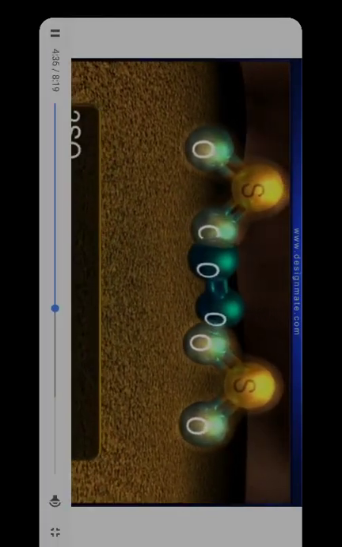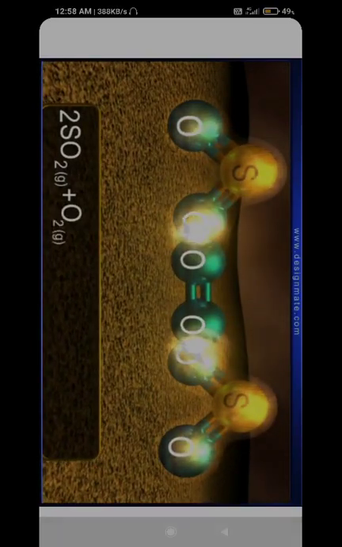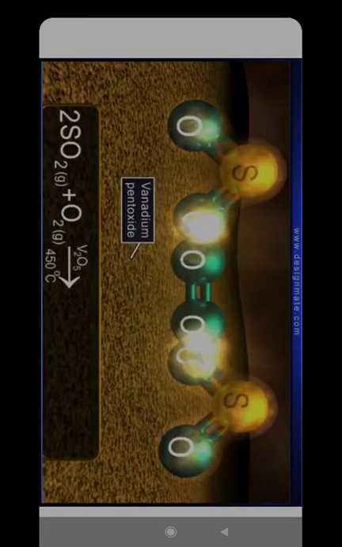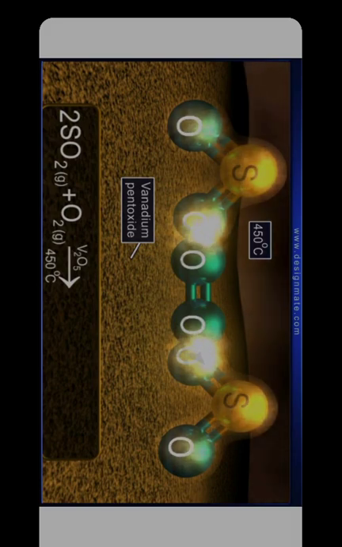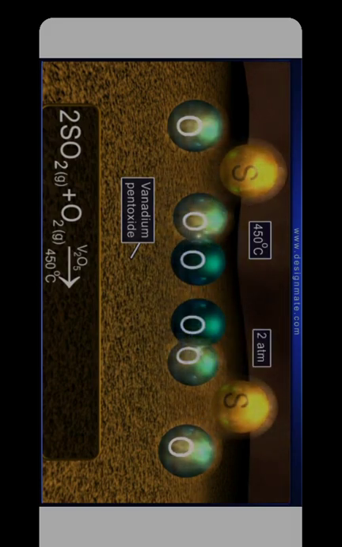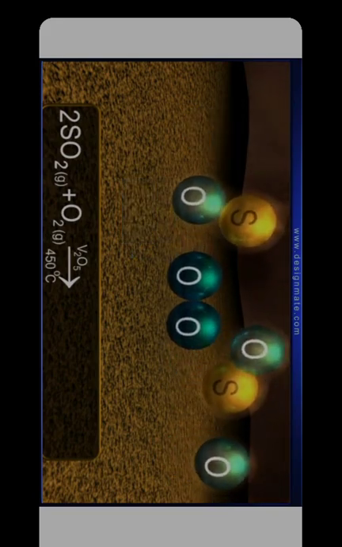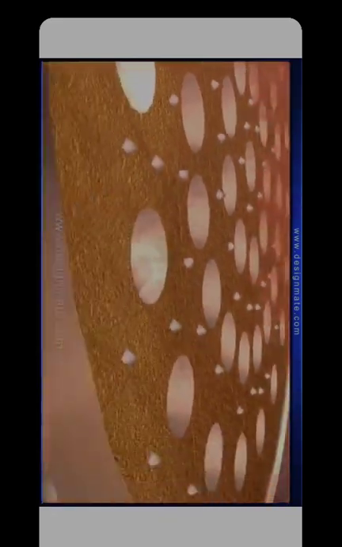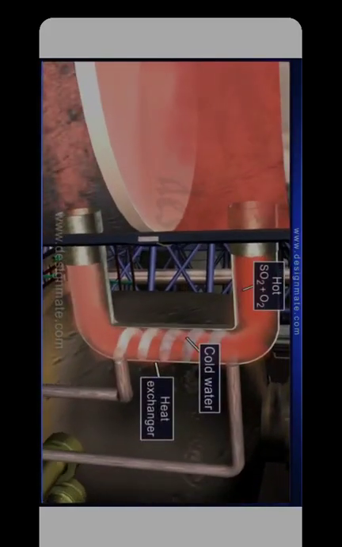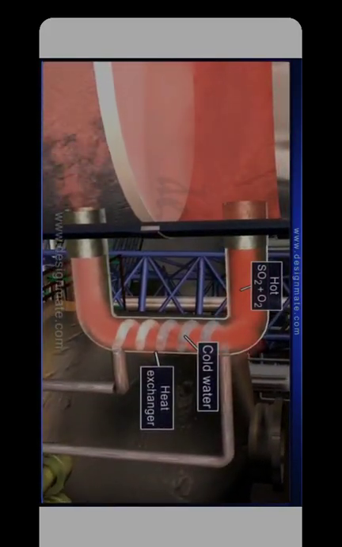Here, 2 moles of sulfur dioxide and 1 mole of oxygen react in the presence of vanadium pentoxide at 450 degrees Celsius temperature and at 2 atmospheric pressure to give sulfur trioxide gas, and this releases tremendous amount of heat. As a result, the temperature of the gas rises, which converts the sulfur trioxide back to the reactants. To avoid this, the gas is passed through a heat exchanger, where the gas gets cooled to 450 degrees Celsius.